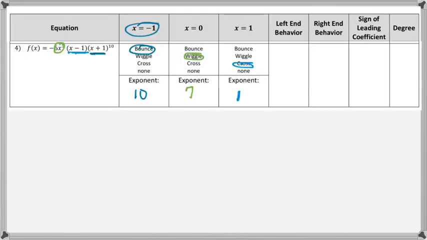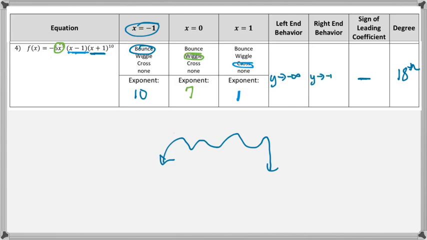We add all those together, and our degree is 18th. So we have another even degree with a leading coefficient that's negative. And so that is going to be one of those that look like this, where the two ends are pointing down. So this is like your soccer goal. And so the left end side is going to be approaching negative infinity, as well as the right hand side is going to be approaching negative infinity.